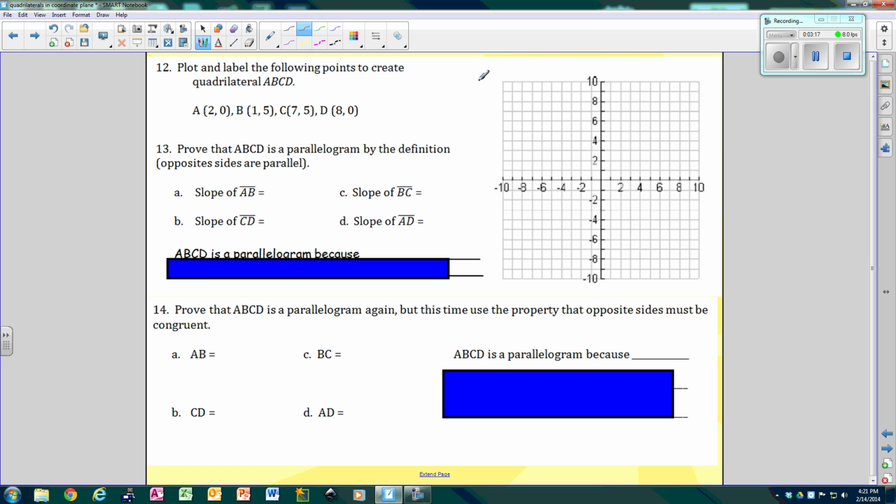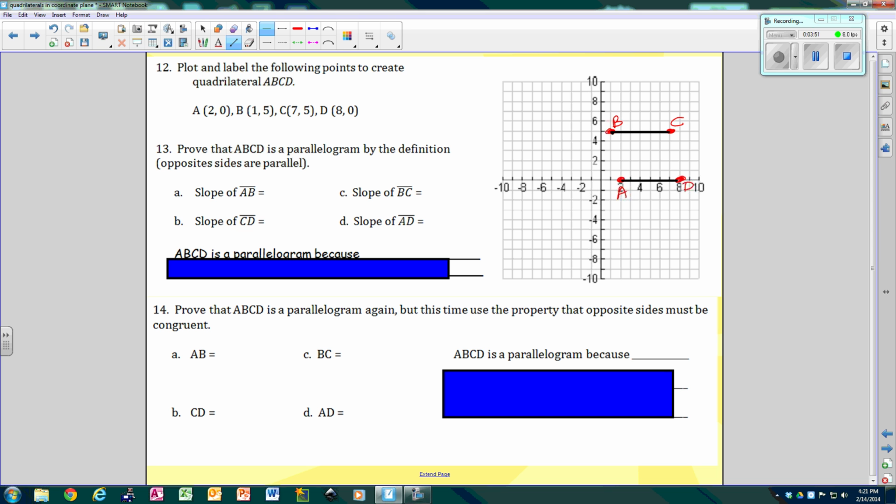All right, next. Plot and label the following points to create quadrilateral ABCD. So 2, 0. So there's point A. 1, 5. So there's B. 7, 5. So there's C. And 8, 0. So there's D. So now when we connect them, so A to D, B to C.